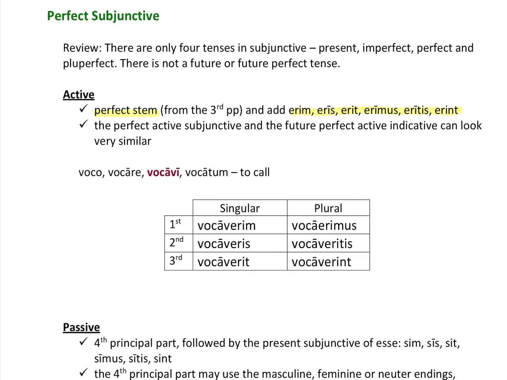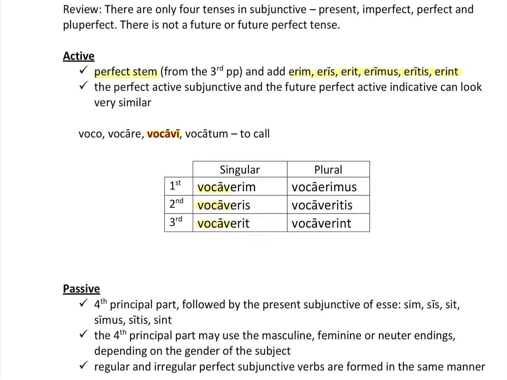So to form it, just as an example, here we have the third principal part, right? We get our stem from that, vocav-, right, for all of these. And then we add singular and plural. Pretty simple. You've been doing this for a long time in your Latin life, so forming this should be easy.